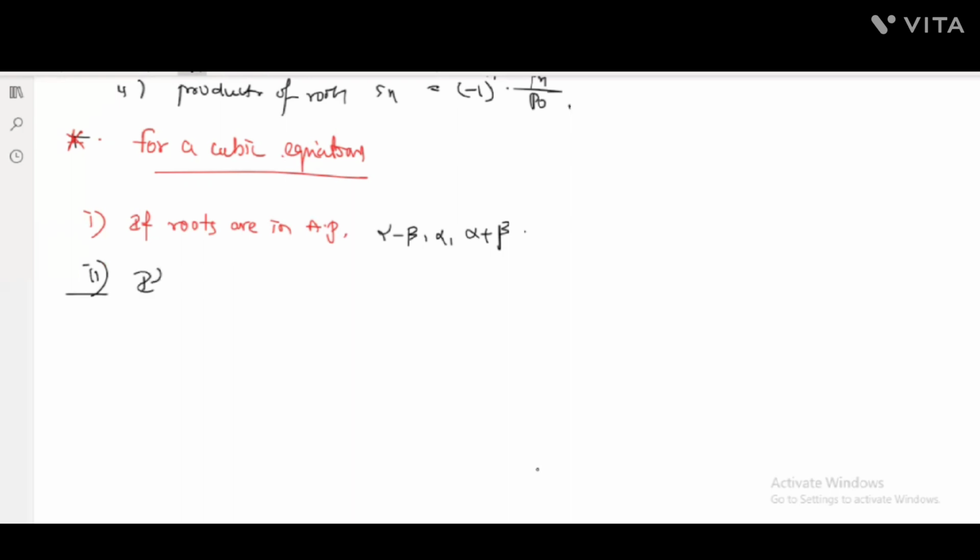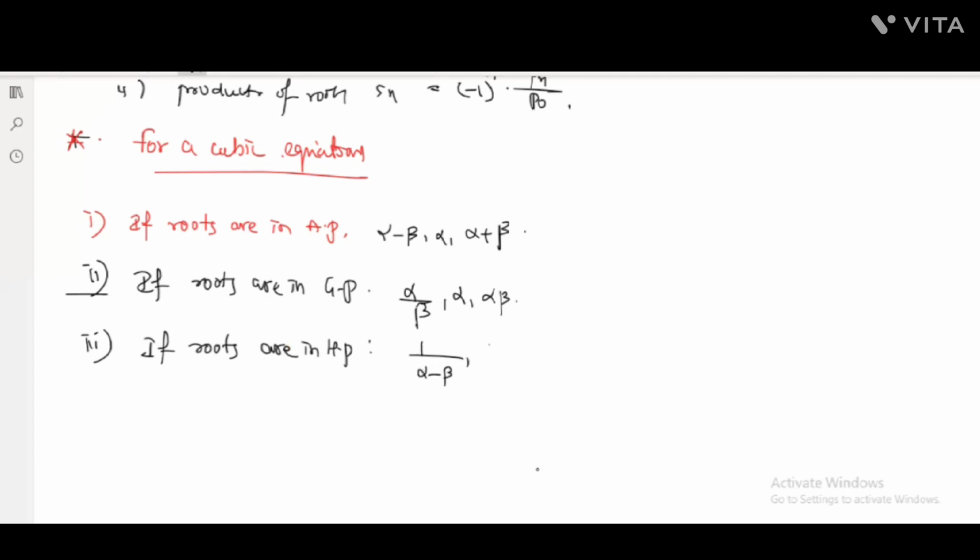Second point is, if roots are in GP, how can we take is alpha by beta, alpha, alpha beta we should take. If roots are in HP, how can we take 1 by alpha minus beta, 1 by alpha, 1 by alpha plus beta, and we will solve the problem.